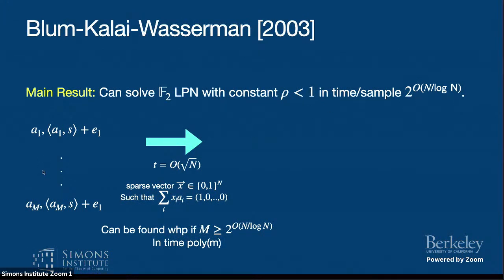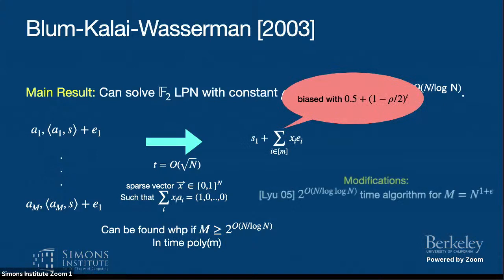Unfortunately, I don't have time to go over how the BKW algorithm works. I'm happy to talk about it offline though. A natural question to ask is what happens when I restrict the sample complexity to polynomial, n to the 1 plus epsilon. Then Lyubashevsky in 2005 showed that it doesn't go all the way to n over log n, it goes to 2 to the n over log log n. And as far as I'm aware, with a linear number of samples, we don't know any such results.